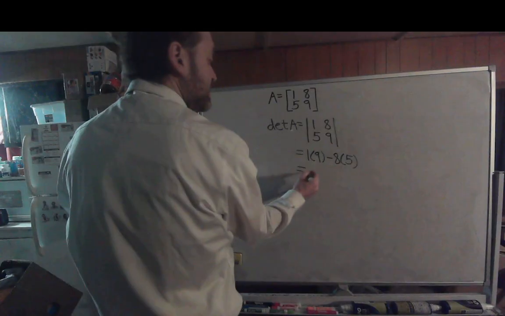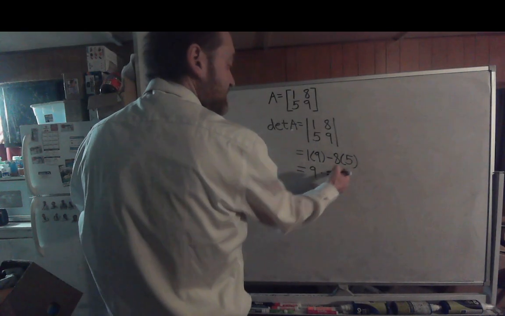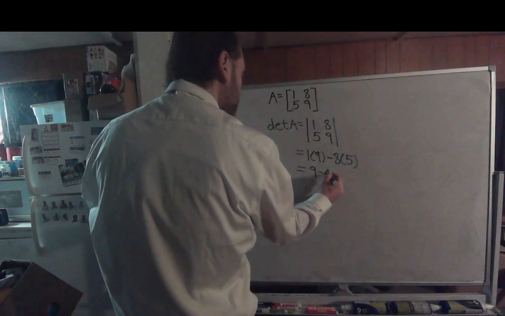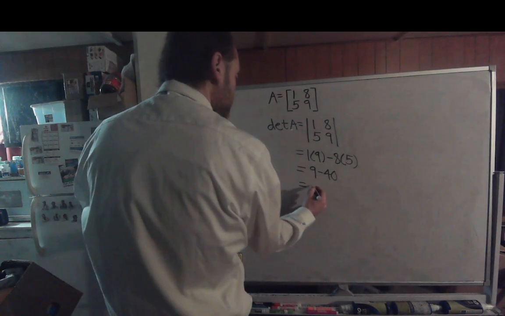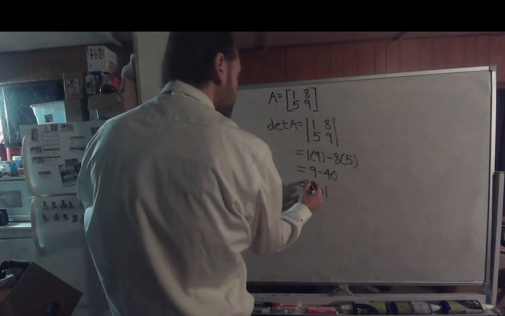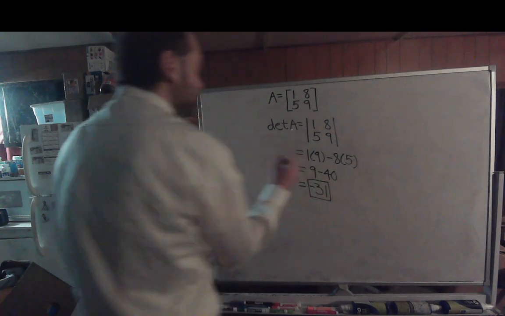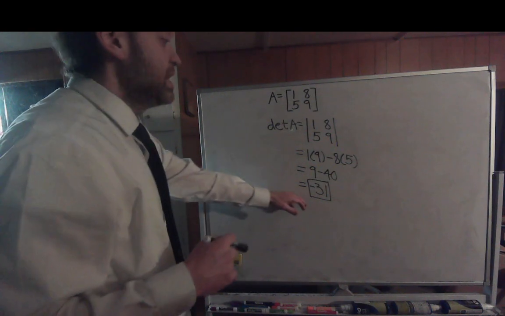So 1 times 9, of course, is 9. Minus 8 times 5, that'd be minus 40, which should give you a determinant value of negative 31. So the determinant of this matrix would be negative 31.